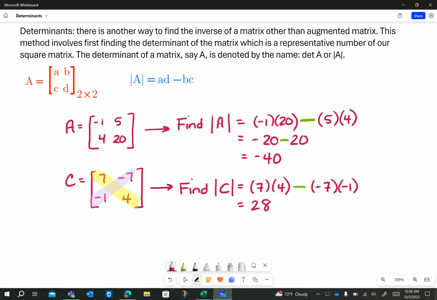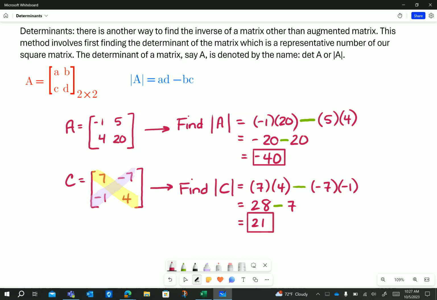So 7 times 4 is +28, minus -7 times -1, which is +7, and when I simplify, I get 21. So again, -40 was the answer for one of your exercise assessment problems, and 21 was the other one.